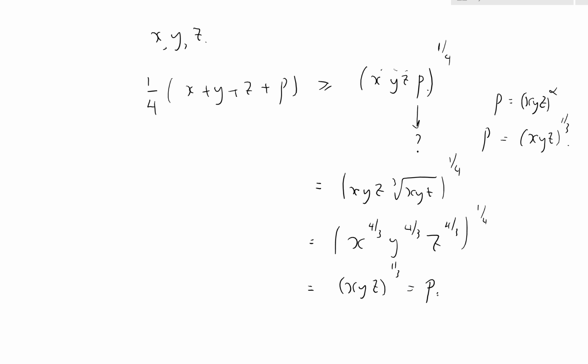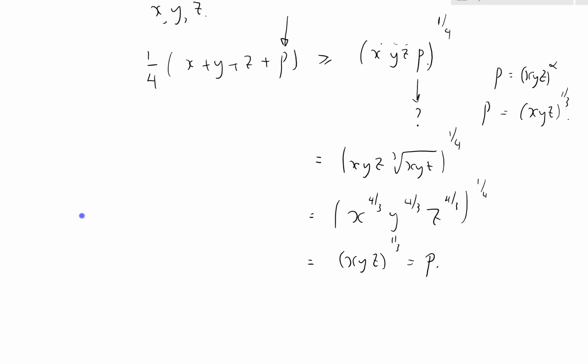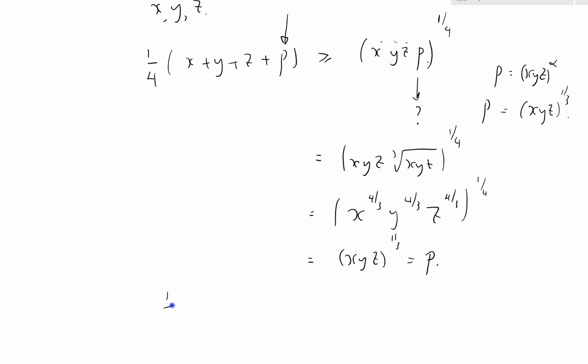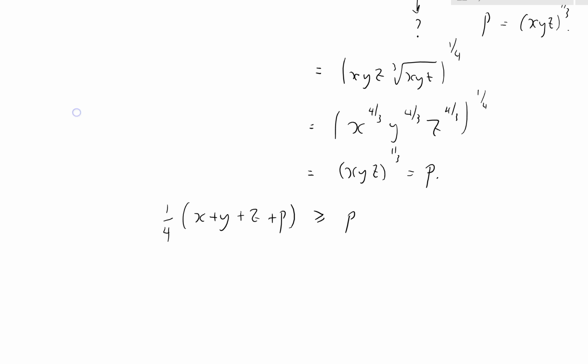We've used the arithmetic geometric mean with 4 variables. We've bunged an extra value of p in there. We've sort of thought about what it might be, and we've got this beautiful inequality now that says that 1/4 of x plus y plus z plus p is greater than or equal to p. Okay? So what does that tell me? That tells me that a quarter of x plus y plus z is greater than or equal to p minus a quarter of p, which equals 3/4 p.